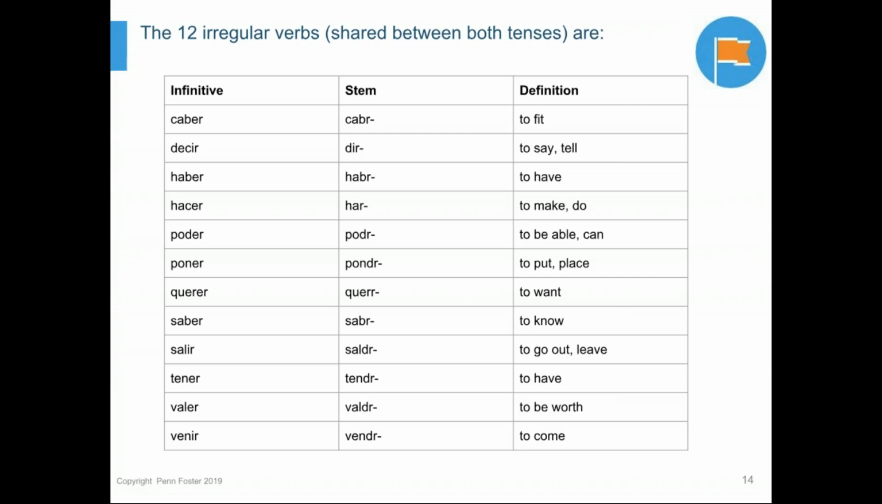yo diré. However, to switch from future to conditional, the ending must change. And the ending now starts with an I, if you remember back to the previous chart. So to say I would say or I would tell, diría, D-I-R-I-A, with an accent on that I. Okay, so same general lists, same shared verbs, but different endings among the two tenses, clearly.